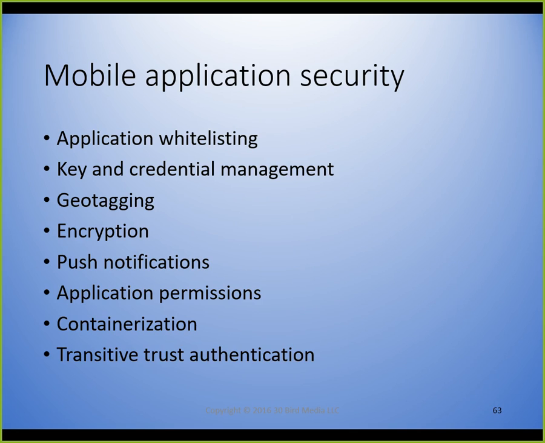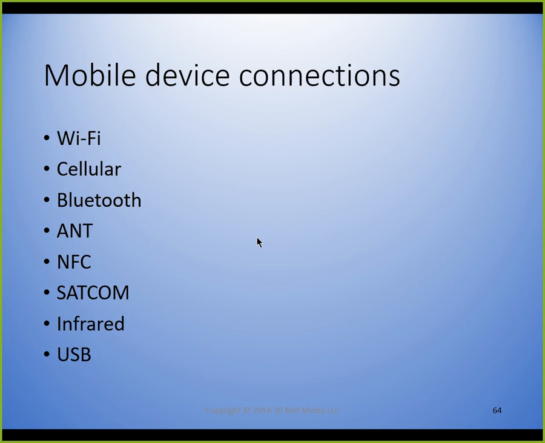Transitive trust. A transitive trust is that if A trusts B and B trusts C, then A trusts C. So the trust goes across the different devices, the different applications. A non-transitive trust, A trusts B and B trusts C, A does not trust C. So transitive trust is in the devices themselves. So the transitive trust authentication is available there.